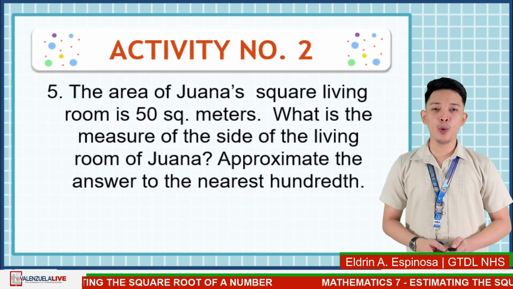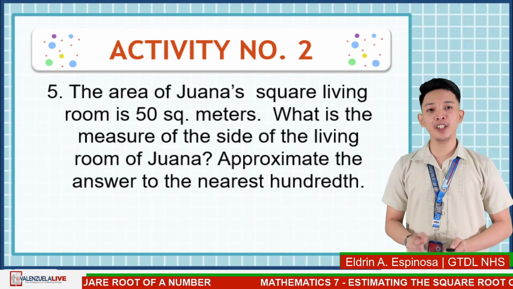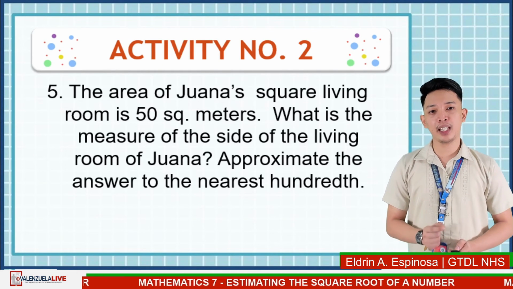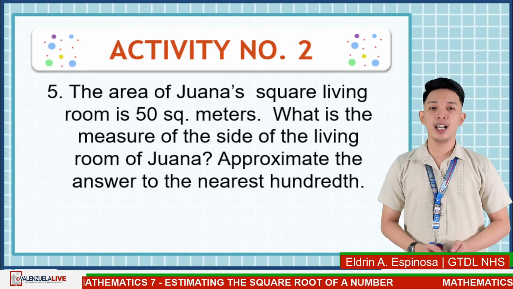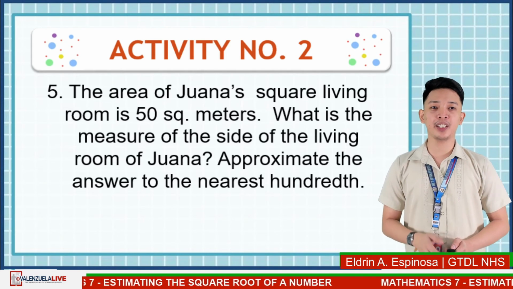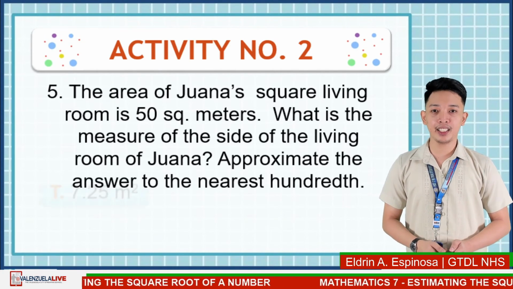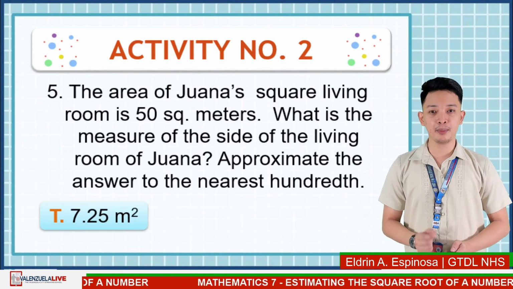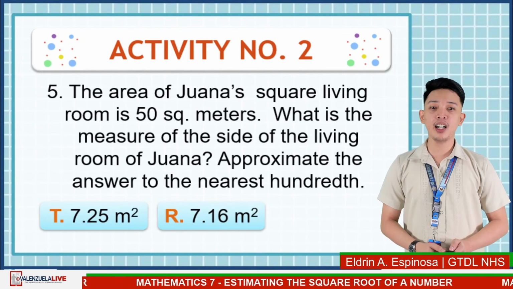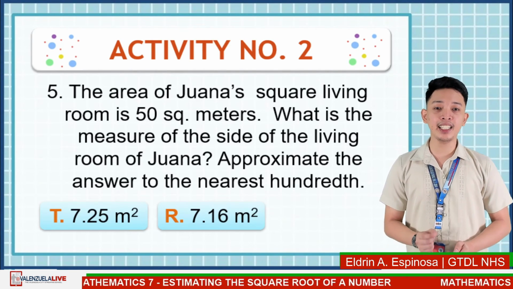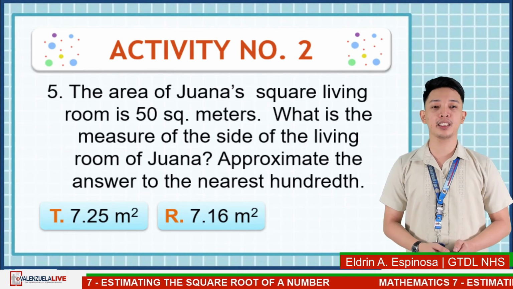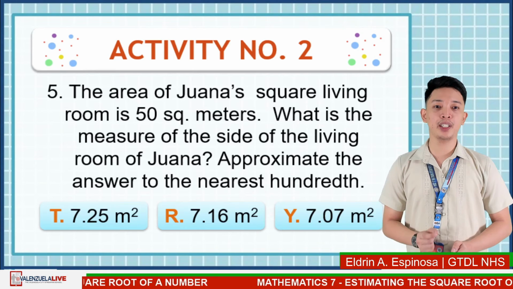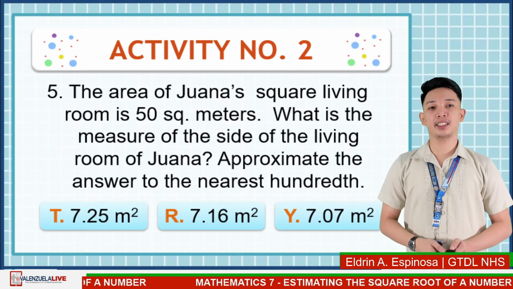The area of Juana's square living room is 50 square meters. What is the measure of the side of the living room of Juana? Approximate the answer to the nearest hundredth. Is it letter T, 7.25 meters? Is it letter R, 7.16 meters? Or is it letter Y, 7.07 meters?